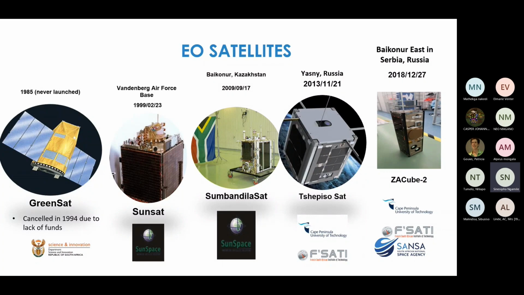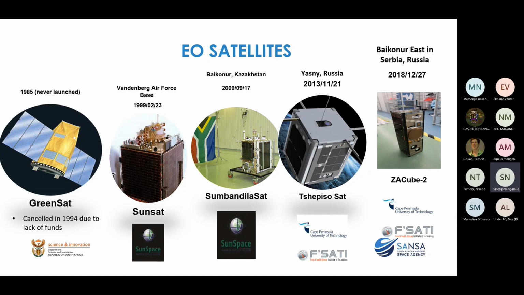So these are some of the Earth observation, low Earth orbit satellites that have been launched, well, not in South Africa, but have been manufactured in South Africa. So the first one there is called GreenSat. It was never launched. It is currently in a facility in Gauteng. Its launch was cancelled in 1994 due to a lack of funds.